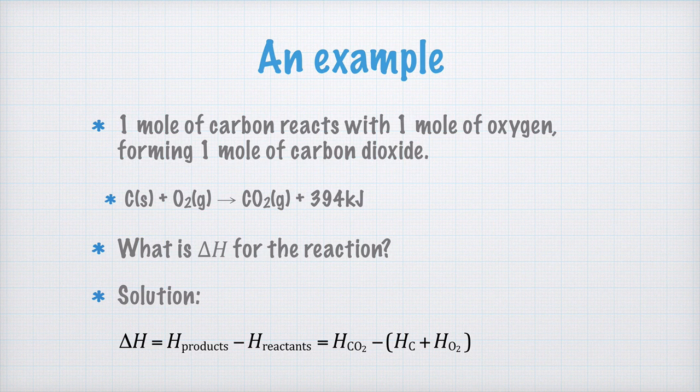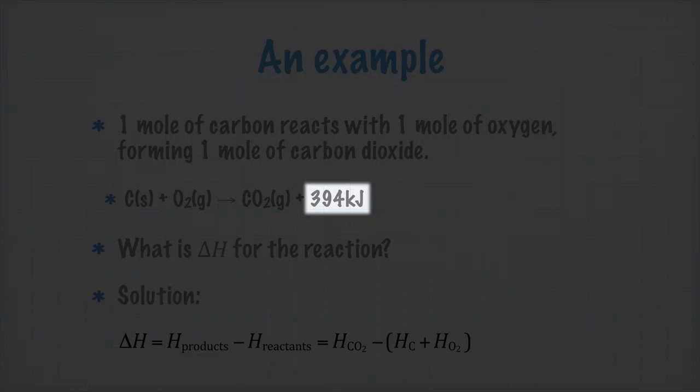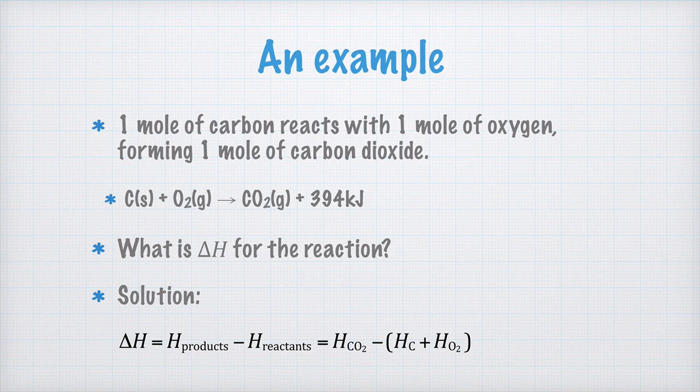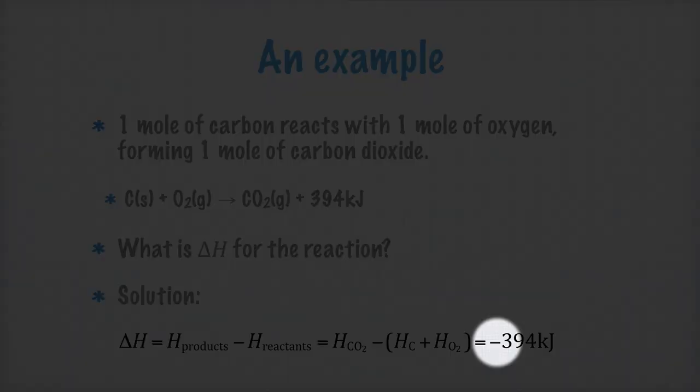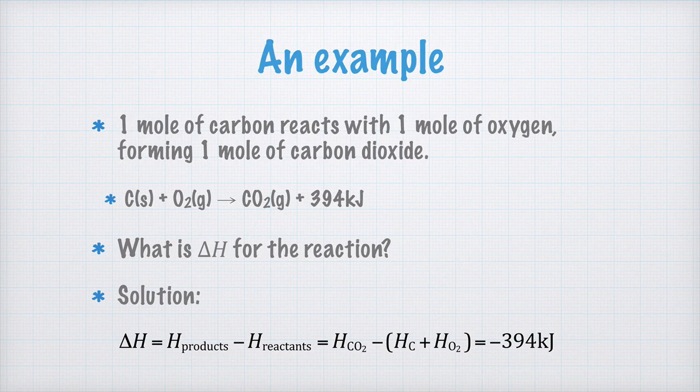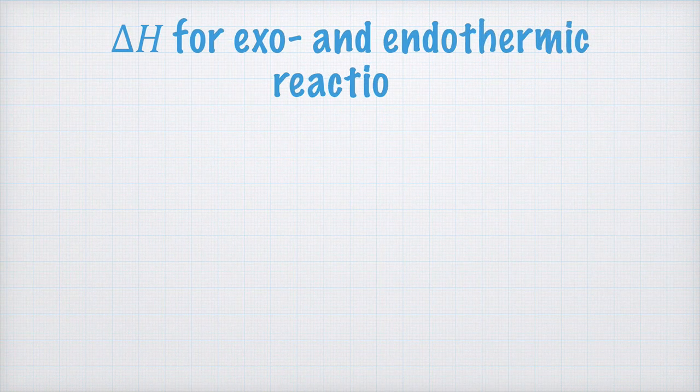And as a matter of fact, it's already given here in the reaction formula. For each mole of carbon dioxide that is formed, 394 kilojoules are released. So, in this case, delta H for the reaction becomes minus 394 kilojoules. But hey, where'd that minus sign come from? Good question. Very good question indeed. I'll try to explain the sign of delta H in exothermic and endothermic reactions.